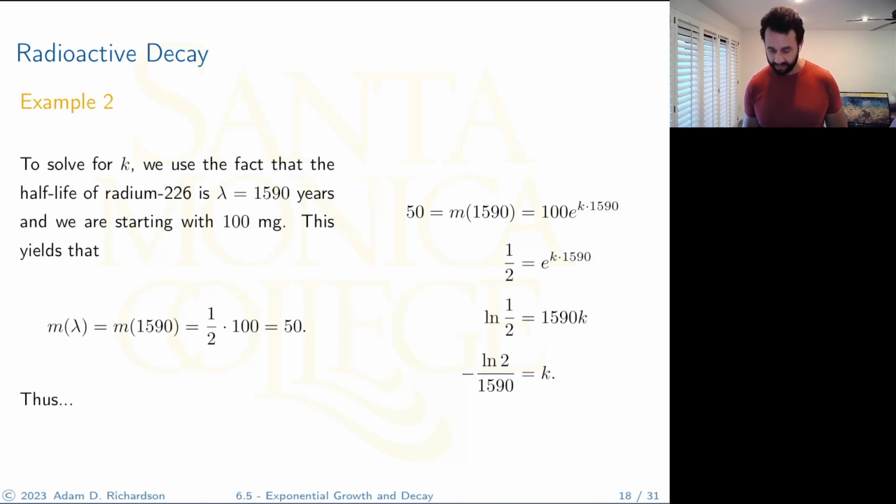So just doing some simple algebra, we get to this point. Then we can write it in logarithmic form, divide both sides by 1,590, and we get this. So this is what k is equal to.